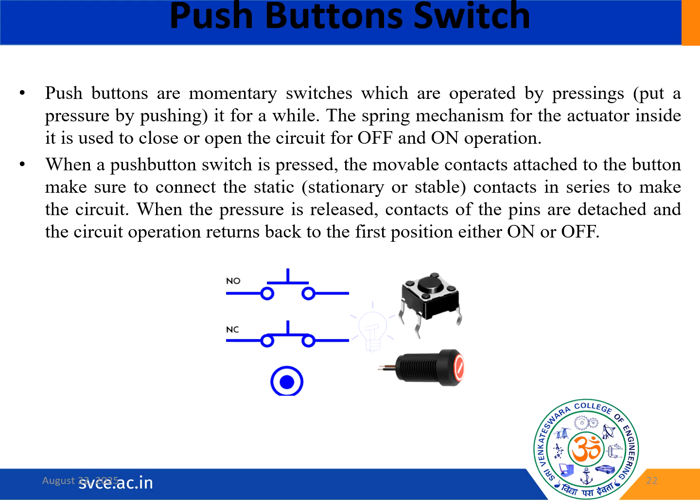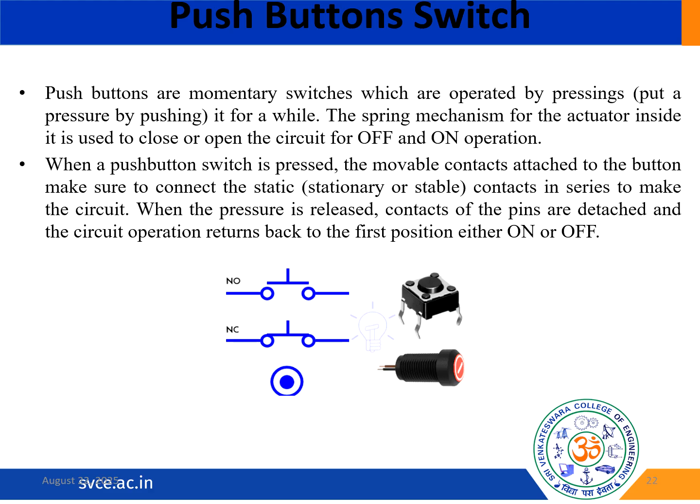So next we have push buttons. It is also considered to be a type of switch. Push buttons are momentary switches which are operated by pressing. It can be given pressure by pushing it for a while. This actuator mechanism inside can be used to close or open the circuit for on and off operation respectively. There are generally NO, NC or double acting types, which are used to control two different circuits. Examples of push button switches are drills, blowers and doorbells.